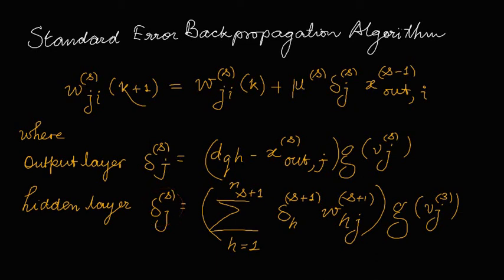So the expression is the same, and we can generalize that for any weight w_ji for layer s, the new weight is equal to the previous value of that weight plus mu times delta j of the corresponding layer and x_out_i of the previous layer. But this expression is evaluated differently for the output layer and for the hidden layer.